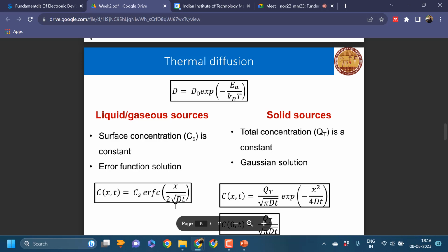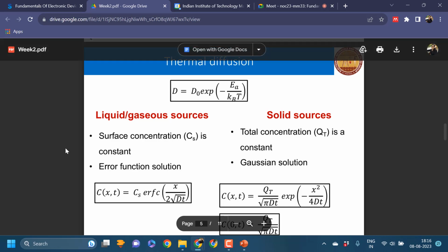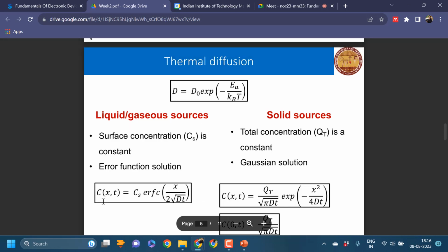So this x by 2 root Dt will give a particular value, and its corresponding error function value will be given to you in that chart. Using that correlation, you will have to find the concentration at C(x,t), which basically means the concentration at a depth of x at a time of t.